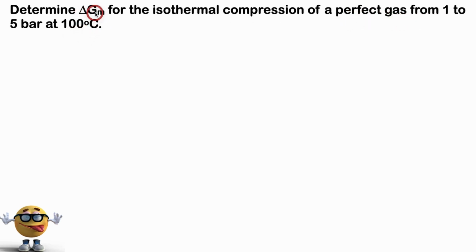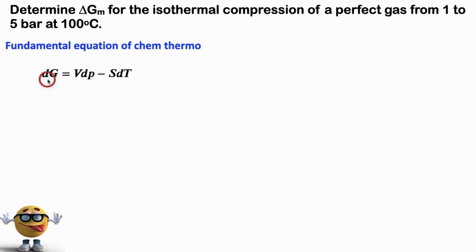So to determine this, we're going to start off with the fundamental equation of chemical thermodynamics for a closed system. This is in differential form. dG, G is our Gibbs energy, equals V times dP minus S, S is entropy, not enthalpy, times dT. Now, this is a constant temperature process, so dT equals 0.